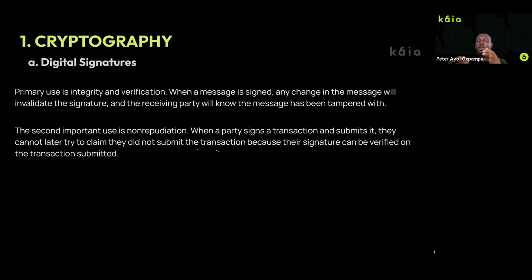The second important use is non-repudiation, which says that when a party signs a transaction and submits it, you can't claim later on that you did not submit that transaction, because your signature can be verified on the blockchain, right? So this is the second use of cryptography. The first, we talked about public key cryptography, which is basically generating key pairs. The second, we talked about digital signature, which is generating a digital fingerprint on every transaction, which is used for integrity, verification, and non-repudiation, right? I hope that makes sense.